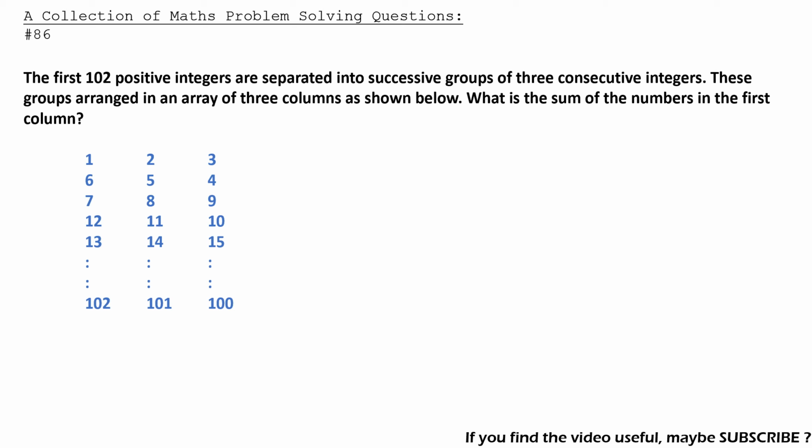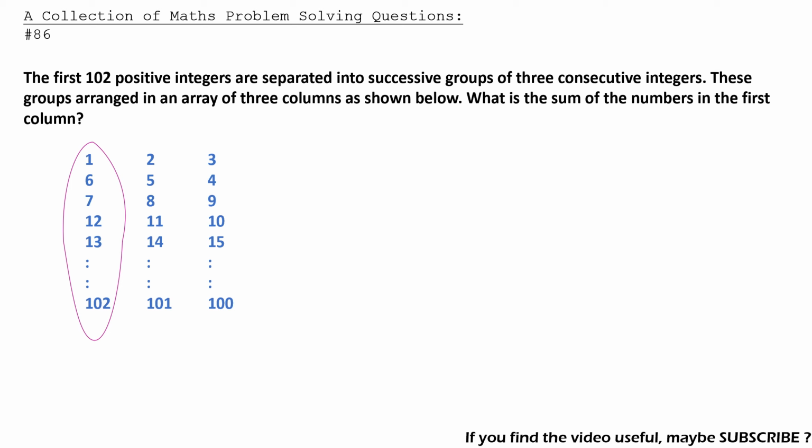The first 102 positive integers are separated into successive groups of 3 consecutive integers. These groups arranged in an array of 3 columns is shown below. What is the sum of the numbers in the first column? So when they say the first column, what they mean is this column.